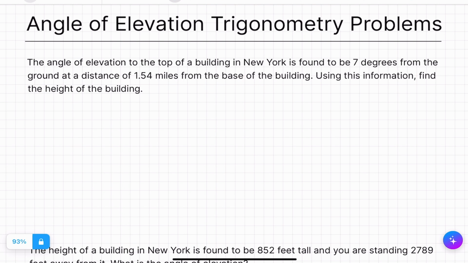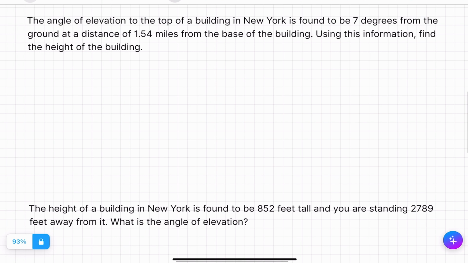Let's get started. Our first problem states the angle of elevation to the top of a building in New York is found to be 7 degrees from the ground at a distance of 1.54 miles from the base of the building. Using this information, find the height of the building.